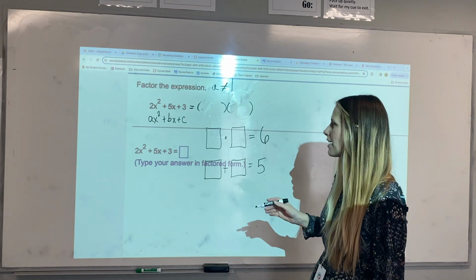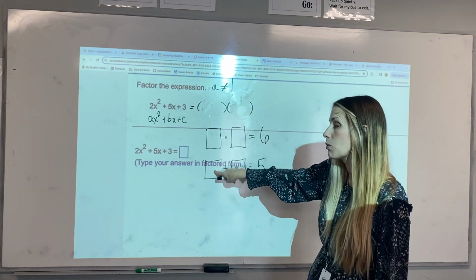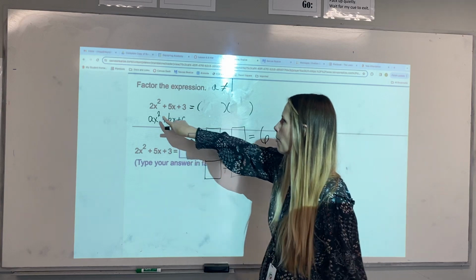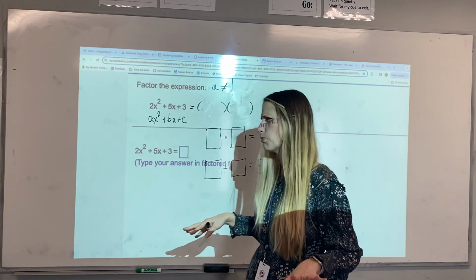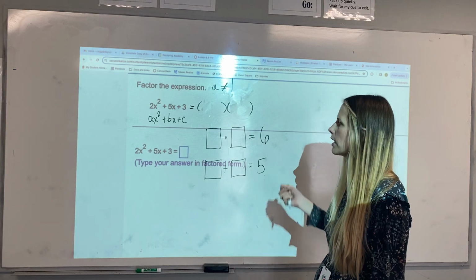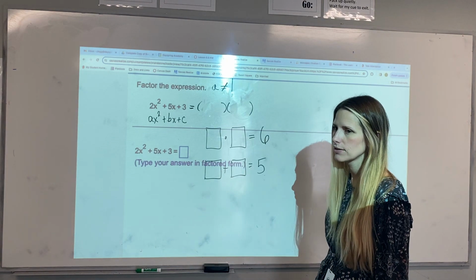Just so you know, the fact that these numbers that are going to go here happen to be the same as A and C is just a coincidence. It won't work for most of the problems that you do. Okay, so what are the missing numbers here?